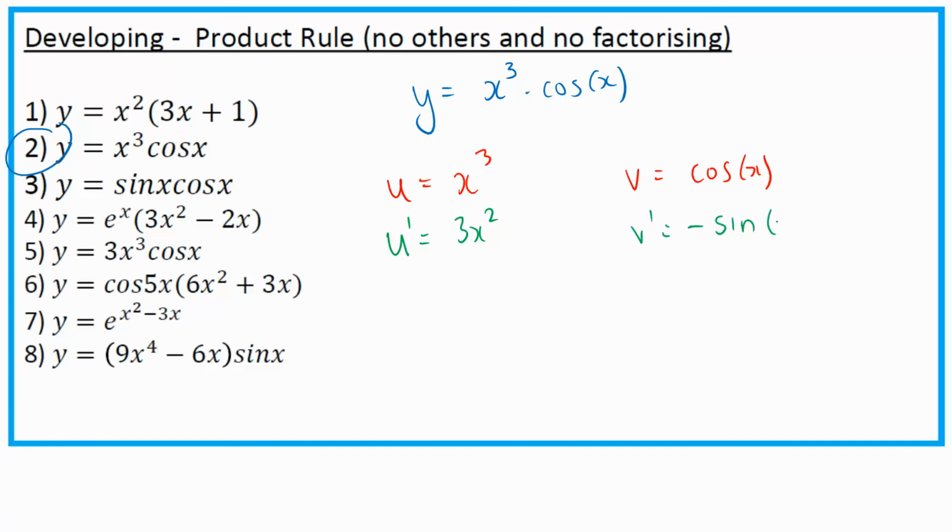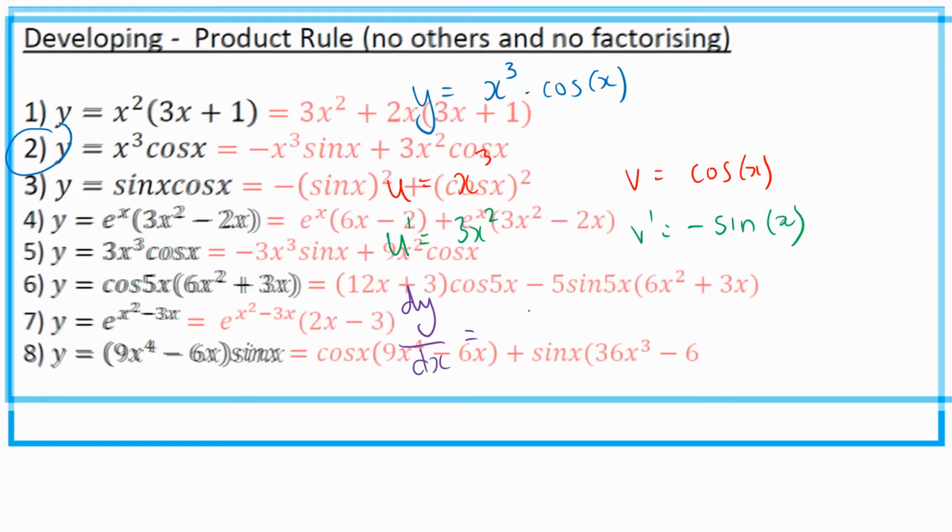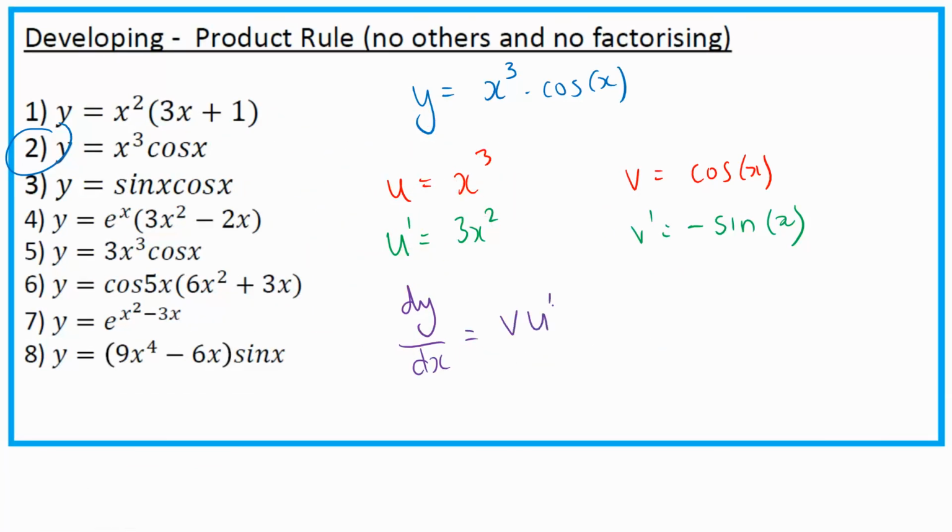Negative sine of x. So now, using your product rule, which I'll do in another color, say purple, dy/dx is equal to, remember it was, vu dash plus uv dash. So our v was cos of x, multiplied by 3x squared, plus u, which is x cubed, multiplied by negative sine of x. Okay? Answering our question.